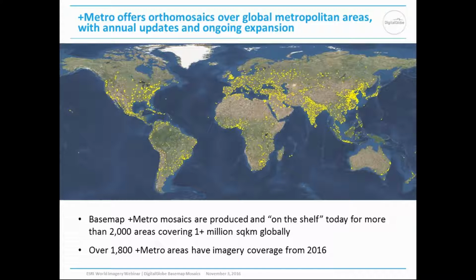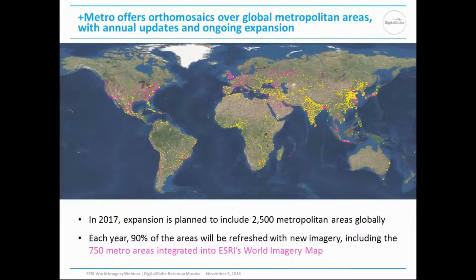Over 2,500 areas around the globe, shown here in yellow, have been identified for the product. More than 2,000 metro areas, covering over 1 million square kilometers, are produced and on the shelf today. Over 1,800 of those areas have imagery coverage from the past year. And in 2017, we will be expanding coverage to include all 2,500 areas, with 90% of those areas refreshed annually, including those areas Esri is including in the World Imagery map.